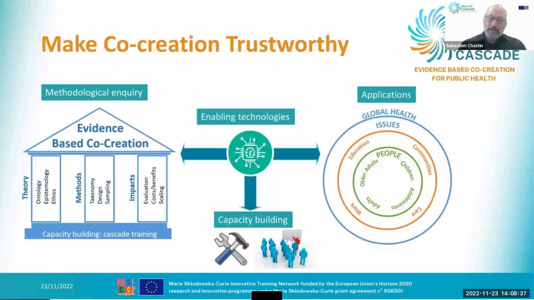So for us as a network, we are engaging in a systematic inquiry about how to make co-creation trustworthy, rigorous, robust, and systematic methodologies, so it can have a positive impact and minimize the negative consequences. We are developing an evidence base for co-creation, some theory, some methods, and how to evaluate its impact. We are also developing enabling technology, digital technologies, that will help facilitate the process of co-creation, but also facilitate its governance, so to make sure it happens in a trustworthy and beneficial way.